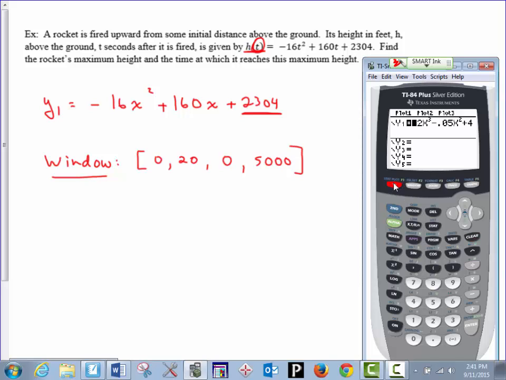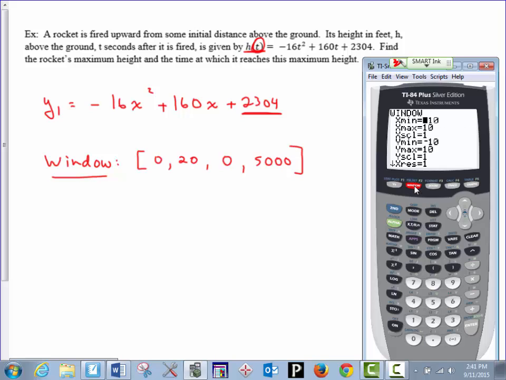So go to your y equals. If you have a function in there, clear it out. This would be negative 16 x raised to the second, arrow right, plus 160 x plus 2304.